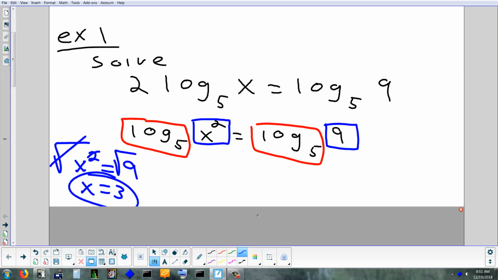If the bases don't match, then it's a little harder. We'll take a look at one of those later on, but not right now. You're going to have one very similar to that on the test. Any questions on the first step of moving that exponent, or how we got 3? Okay, so that's the first one.